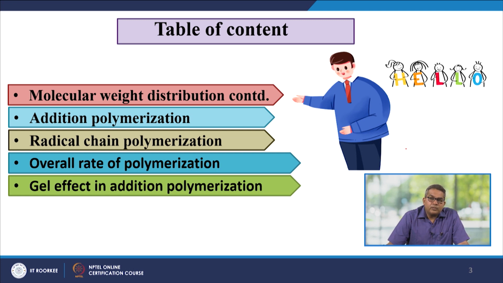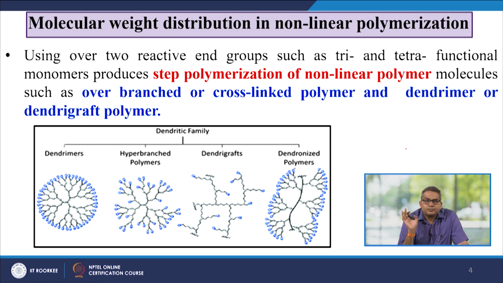In this particular lecture, we are going to cover the molecular weight distribution which we left in the previous lecture. Then we will discuss addition polymerization, radical chain polymerization, and the overall rate of polymerization and gel effect in addition polymerization. So let us talk about the molecular weight distribution in non-linear polymerization using over two reactive groups, such as tri and tetra functional monomer.